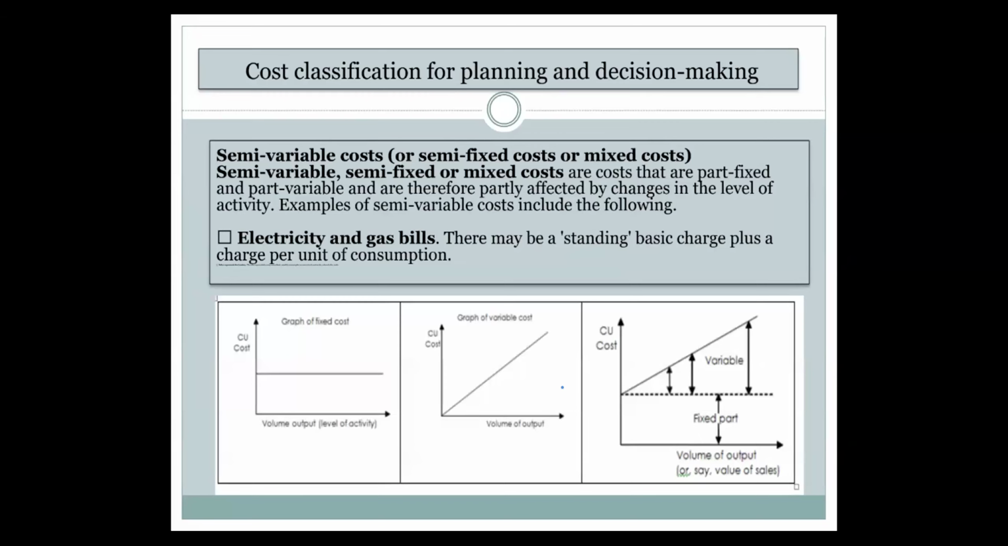And another classification of cost for decision making and planning is semi-variable cost. As we discussed, fixed cost, total cost is fixed up to a relevant range, and variable cost per unit is fixed, but total cost will go up and down according to increase or decrease of production volume. And semi-variable cost is a mixture of fixed and variable cost. Some part of the cost is fixed and some is variable. This is called semi-variable cost or mixed cost.